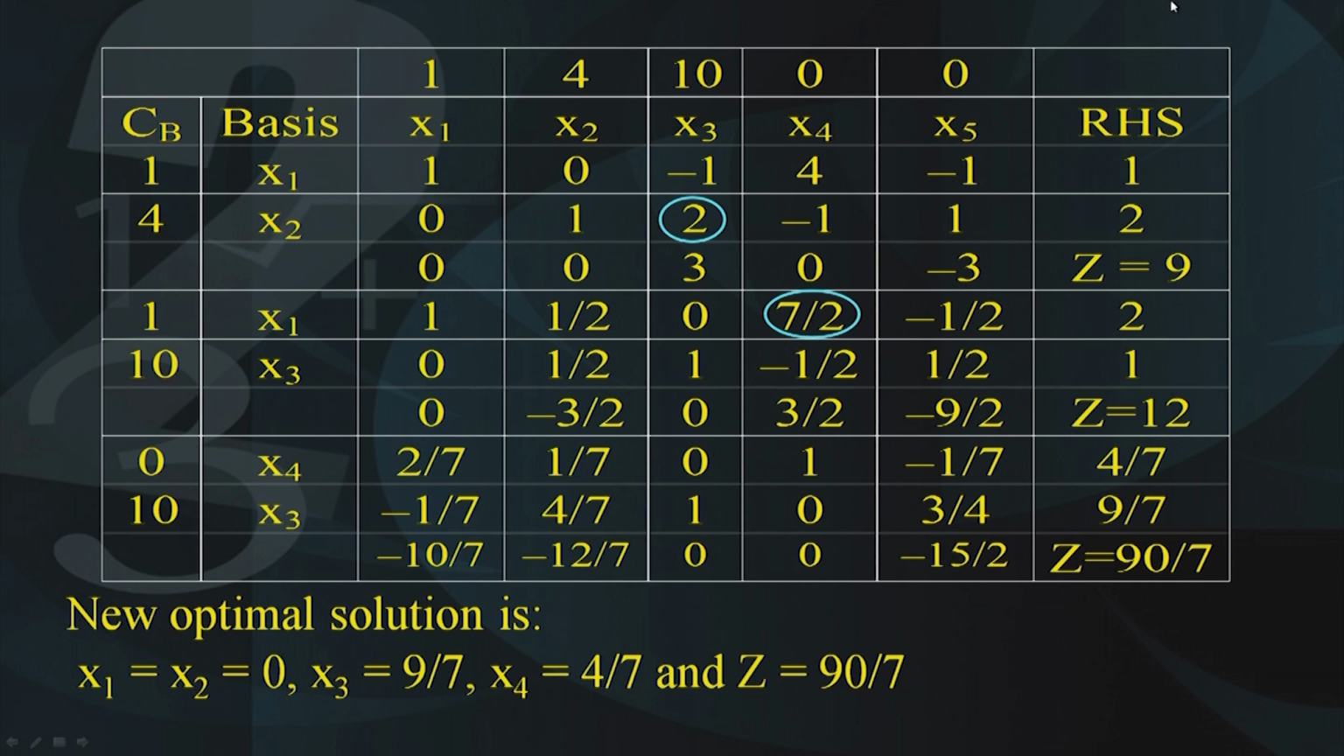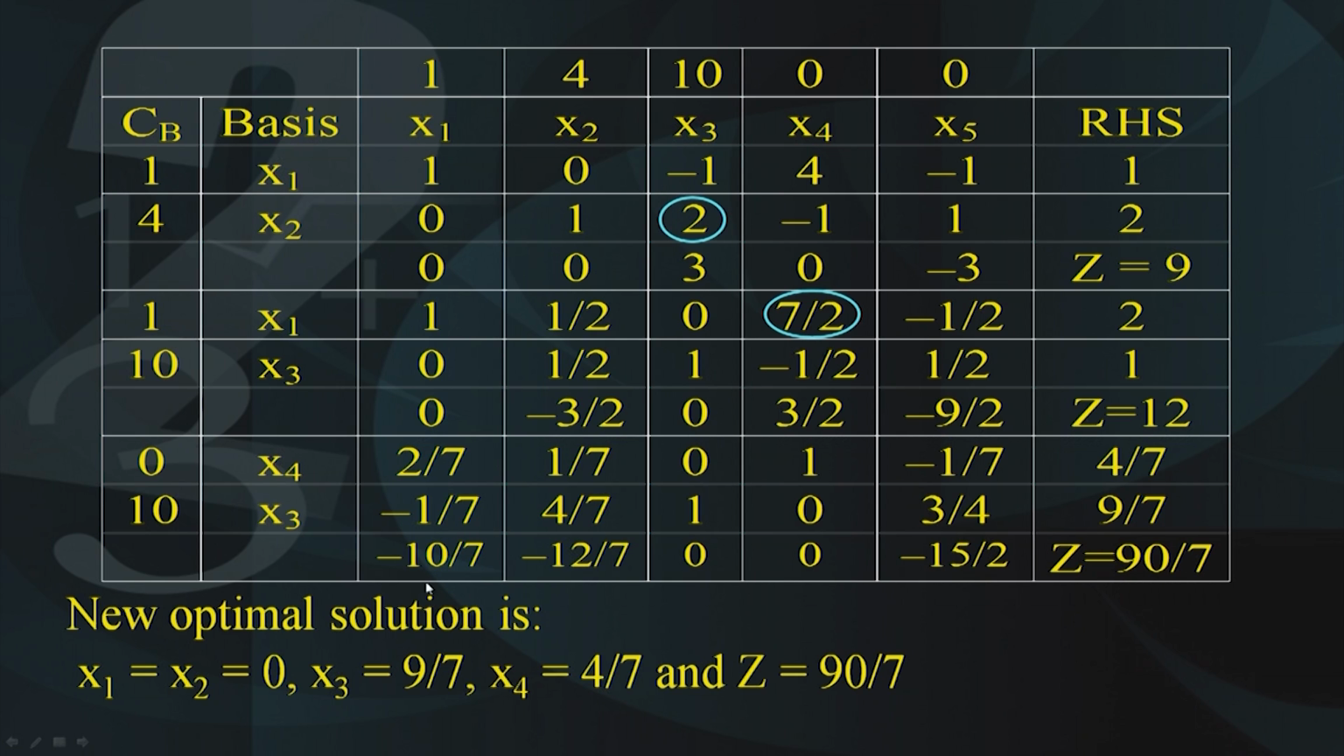Therefore, our new basis becomes x 4 and x 3. Of course, their coefficients in the objective function are 0 and 10, and by applying the elementary row operations we have 2 by 7, minus 1 by 7, 1 by 7, 4 by 7. This is a basic variable x 3. So, it is 0 1, x 4 is 1 0, x 5 is minus 1 by 7, 3 by 4, and the right hand side is 4 by 7 and 9 by 7.